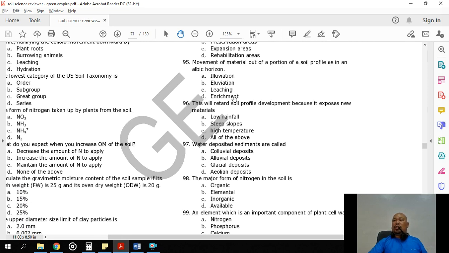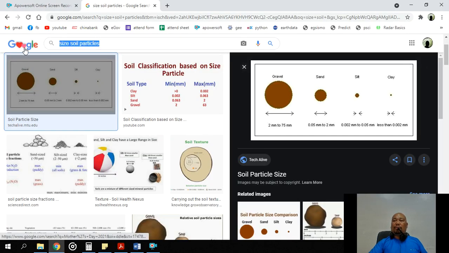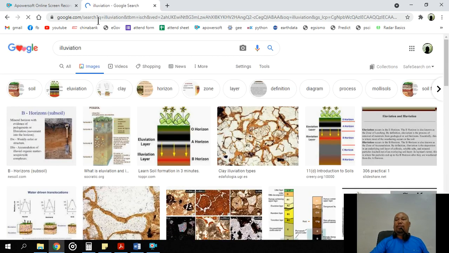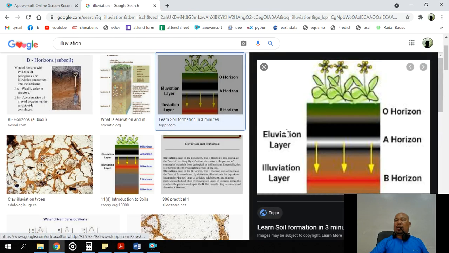Okay. Leaching, enrichment. This is about the horizon, so it's either eluviation or illuviation. One is coming in, one is going out. So I think it's illuviation. Let's try to look that up. Illuviation. Alluviation layer. Eluviation is outgoing; illuviation layer is incoming. So it goes out from the A horizon and goes toward the B.